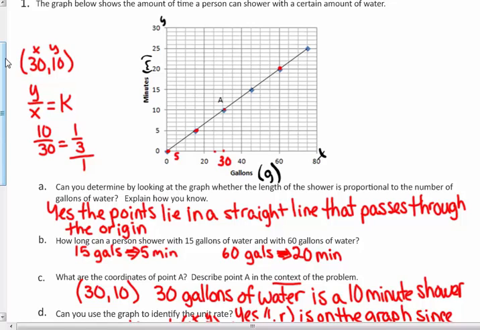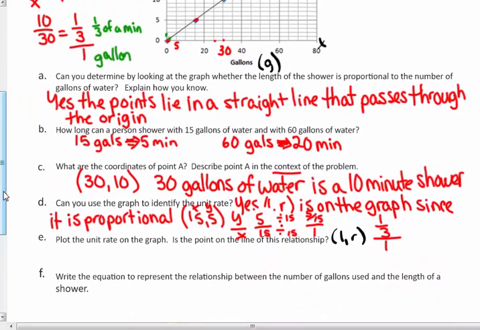1/3. Wow, is that easy to put on this graph? I'm going to pick another color here. For 1 gallon, wow, I'm only going to get 1/3 of a minute, 20 seconds. Oh, like the water challenge. You dump a gallon of water over your head, it takes like 20 seconds, not even. That makes sense. Plot the unit rate on the graph. Oh, we did.